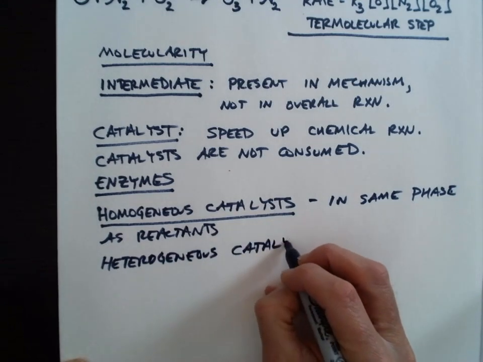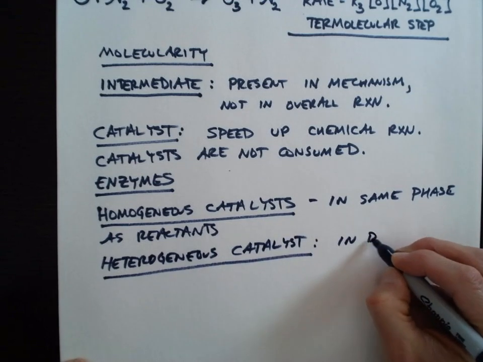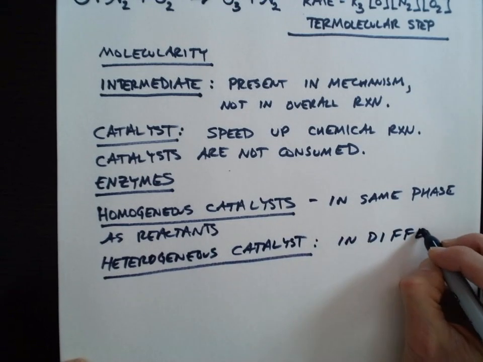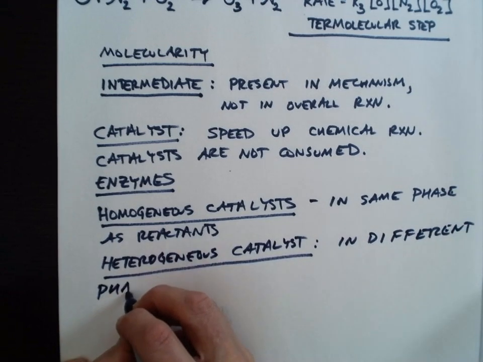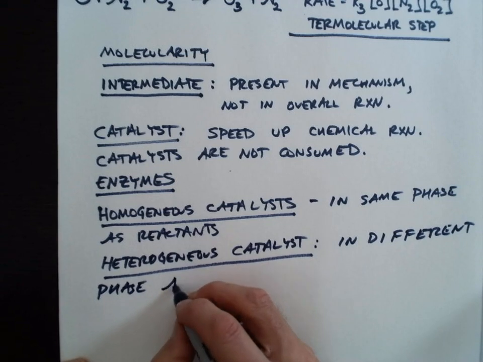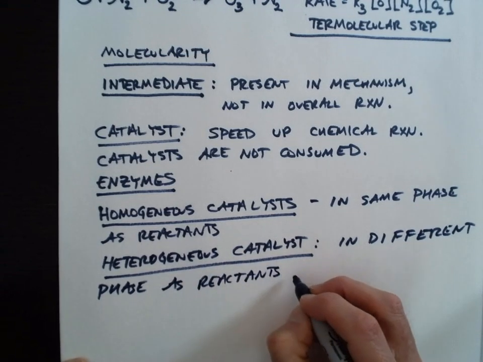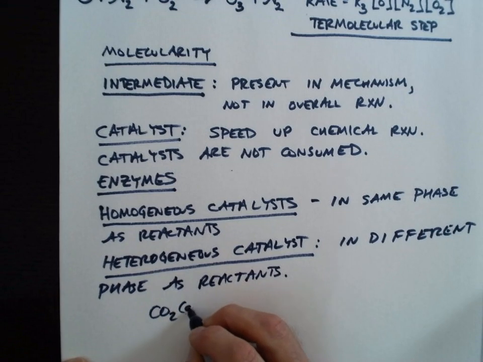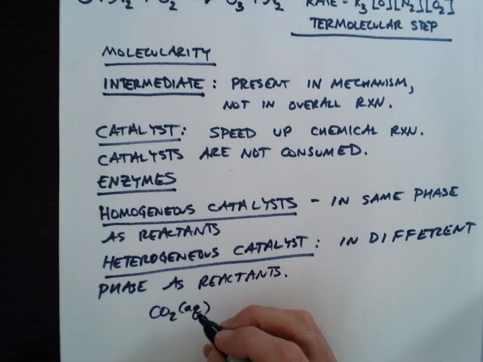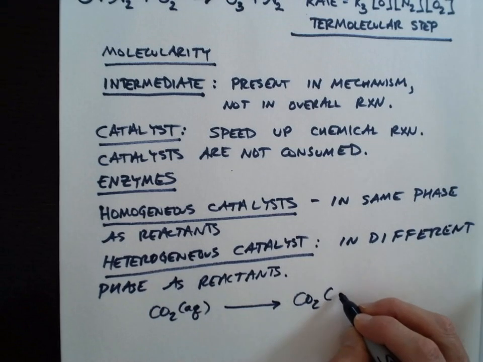And this is going to be in a different phase than the reactants. An easy example of a heterogeneous catalyst is Coke and Mentos. In the Coke and Mentos system, what you have is aqueous carbon dioxide. So carbon dioxide that's dissolved in solution, and it comes out in the gas phase.